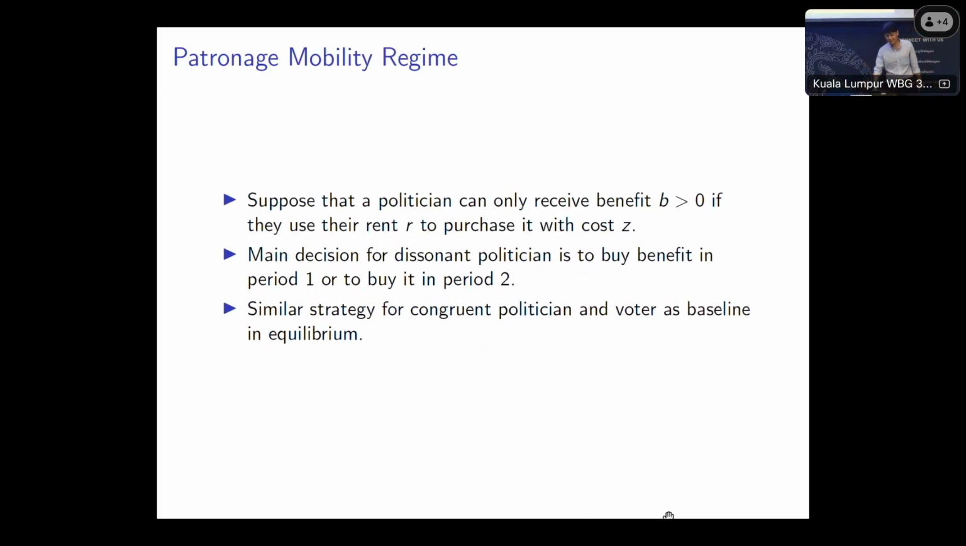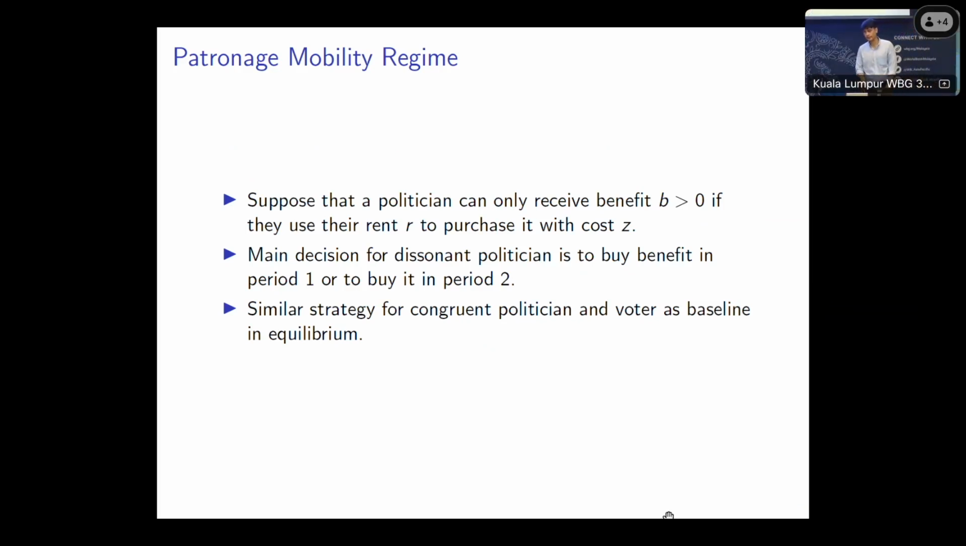Okay. You were predicting it. So the main decision for the dissident politician is to either buy the benefit in period 1 or to buy in period 2. It's a similar strategy for the congruent politician, and there's no improvement in the pool. The congruent politician is not going to be motivated because they're not going to get the benefit at all, because they cannot take out the rent. And it's a similar strategy for the voter as in the baseline equilibrium.